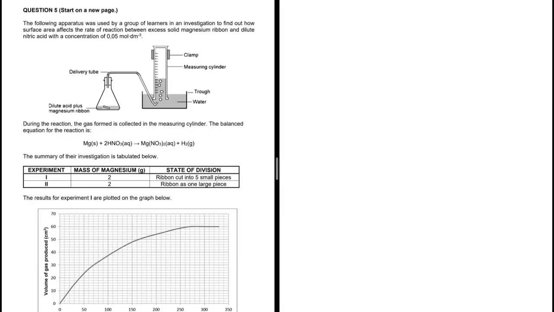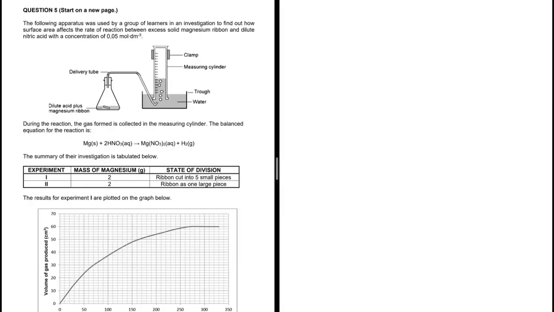5.5. Predict how the gradient of the graph for experiment 2 will compare to that of experiment 1. So in experiment 2, we have ribbon as one large piece. And then in experiment 1, we have 5 smaller pieces. So the rate of reaction in experiment 1, we expect it to be higher than that in experiment 2. But what is the question saying? The gradient for the graph for experiment 2, it will decrease. The gradient will decrease in experiment 2 because the rate of reaction will also decrease.